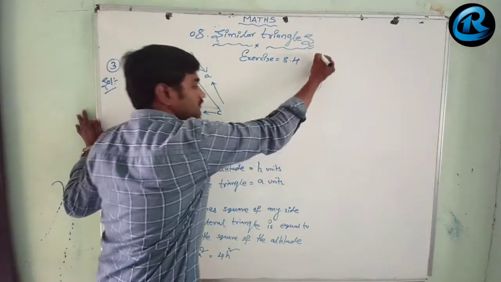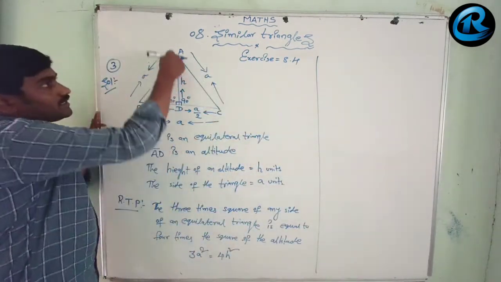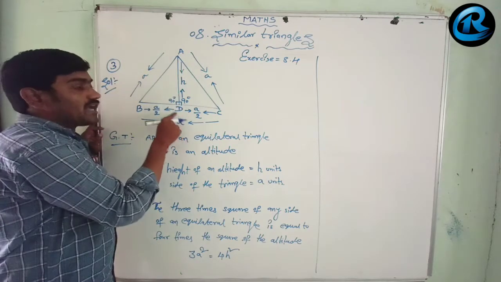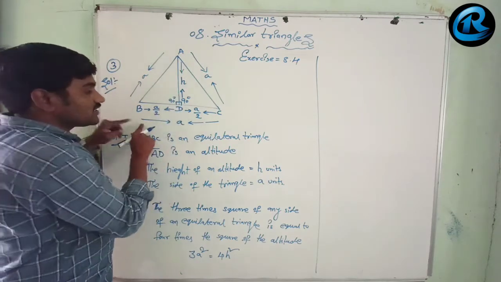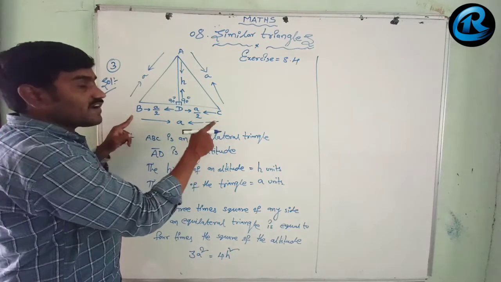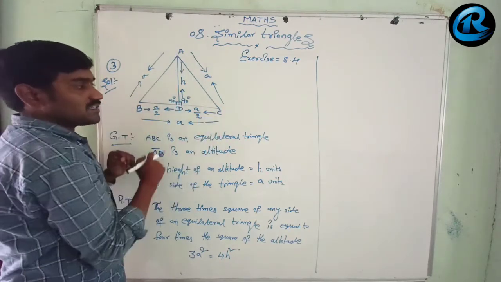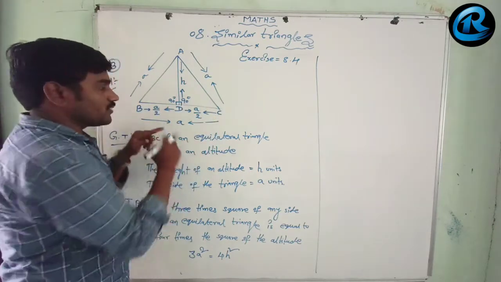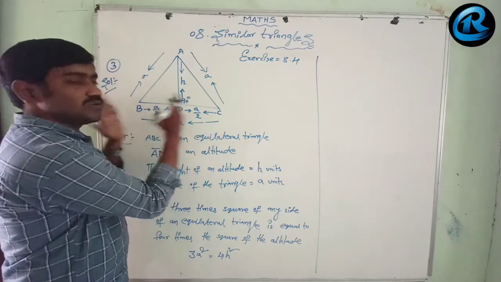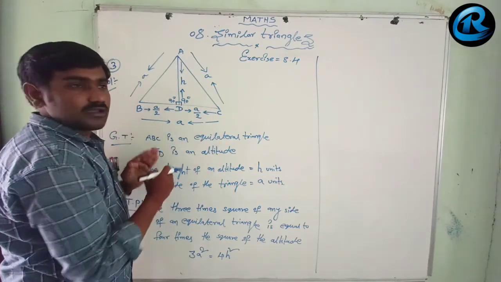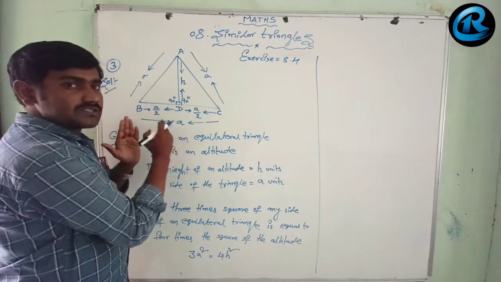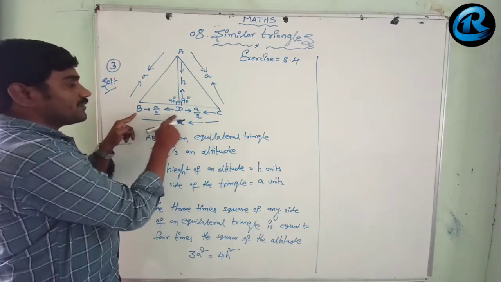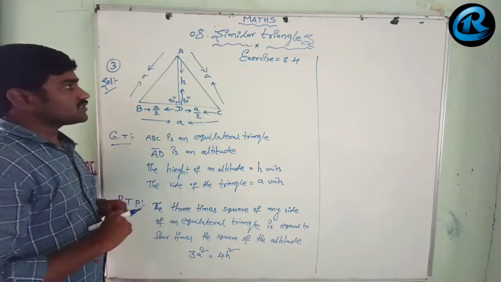Now in this, see this AD is an altitude and also median. Altitude and median are same in the equilateral triangle. So this BC side is divided by AD into 2 equal parts, such that BD is equal to A by 2 and CD equal to also A by 2, because this A side is divided into 2 equal parts, A by 2 plus A by 2. Half and half will be all, that is 1. So where BD equal to A by 2 and CD equal to A by 2, this you remember.